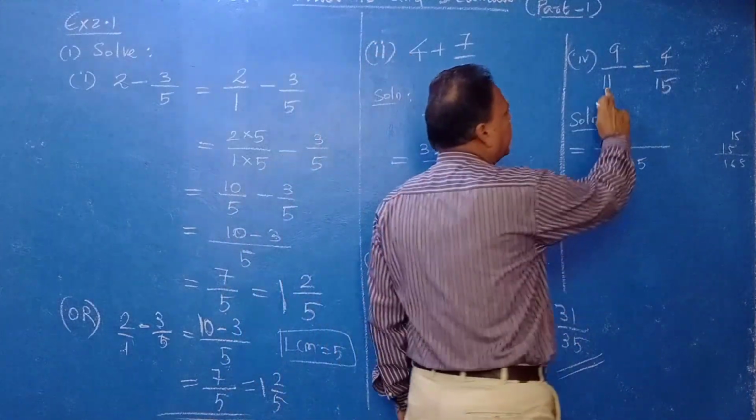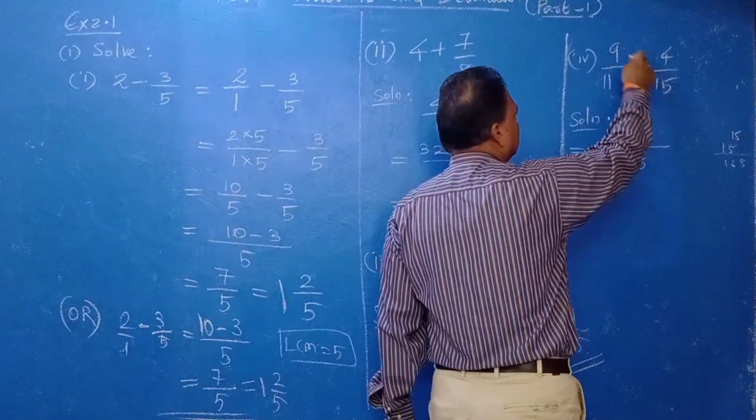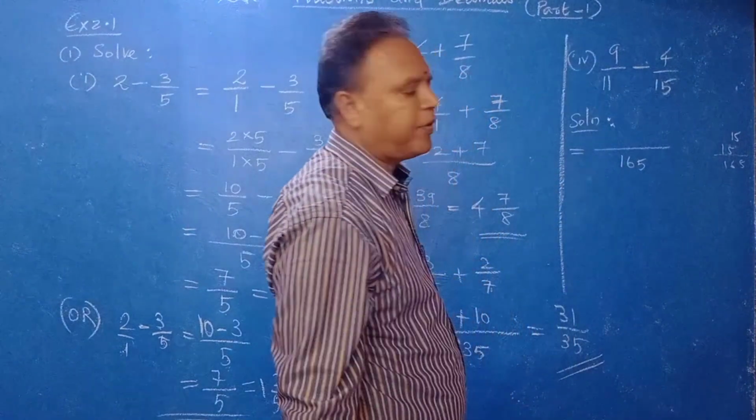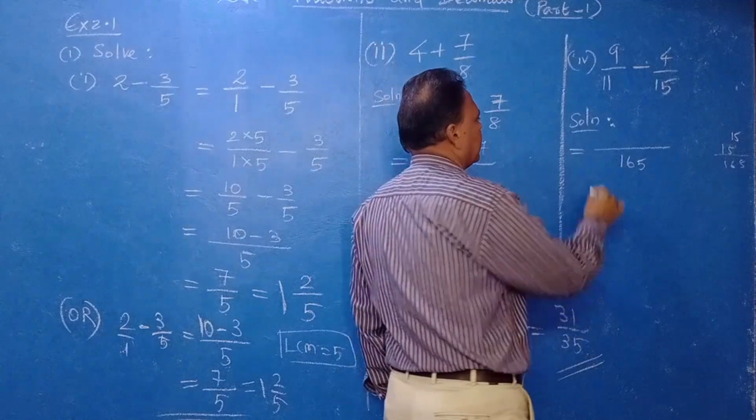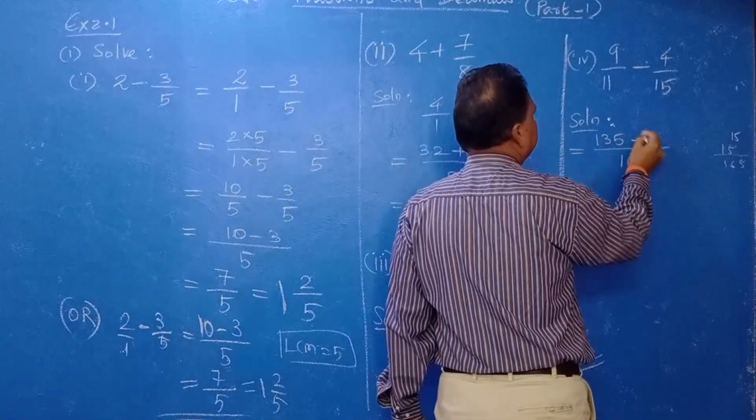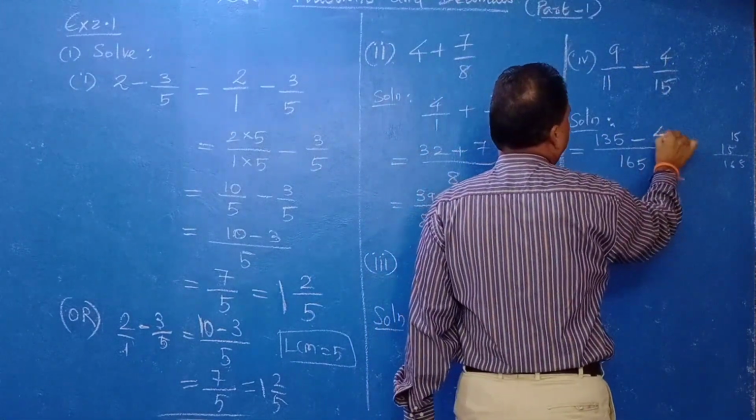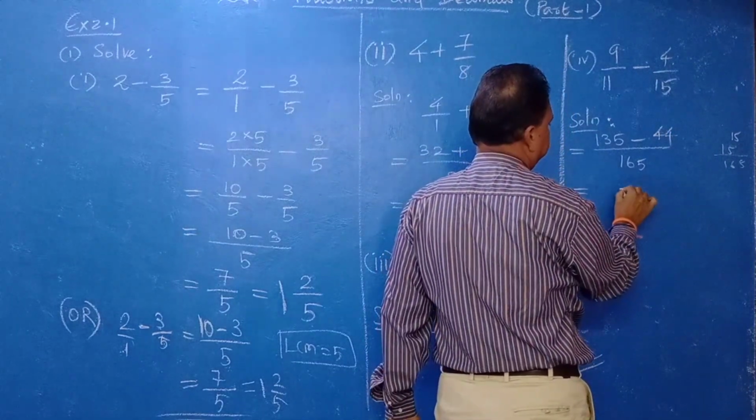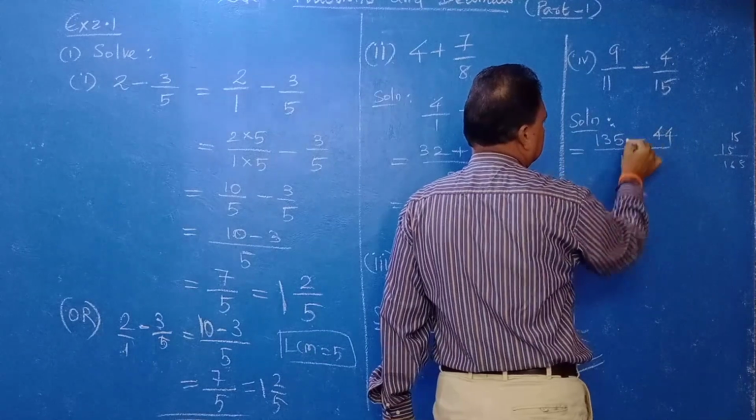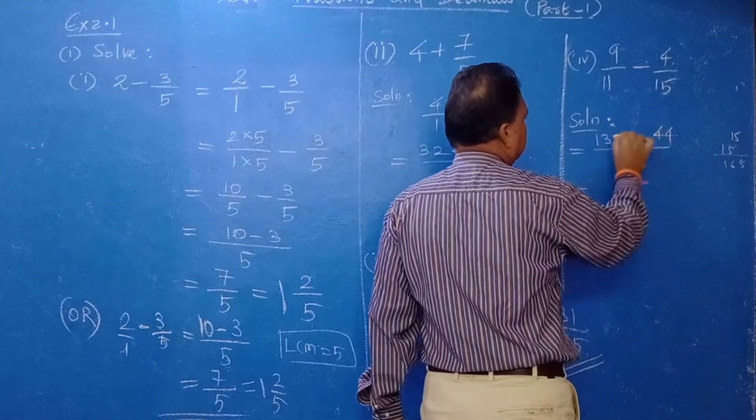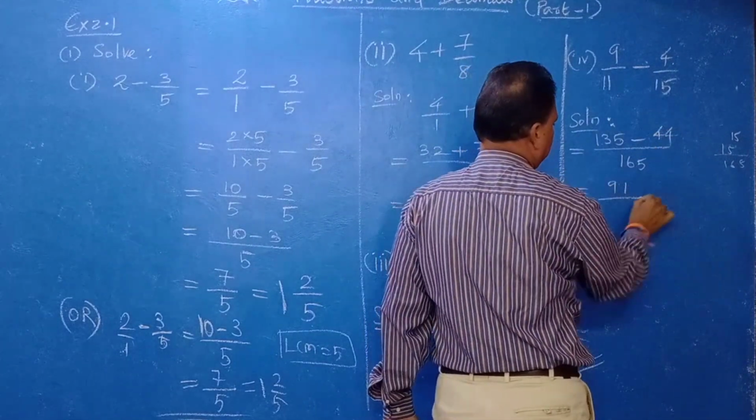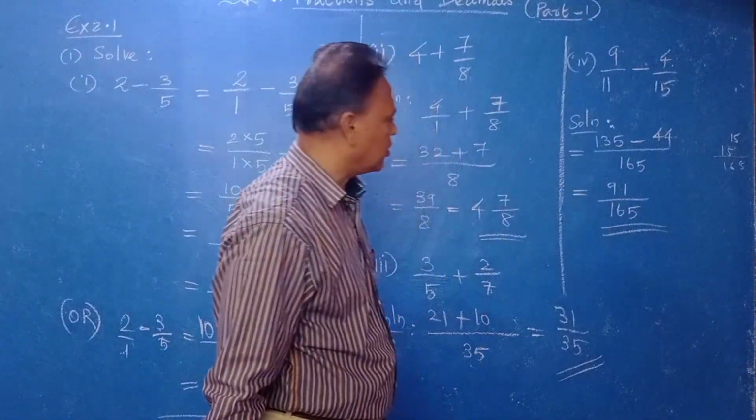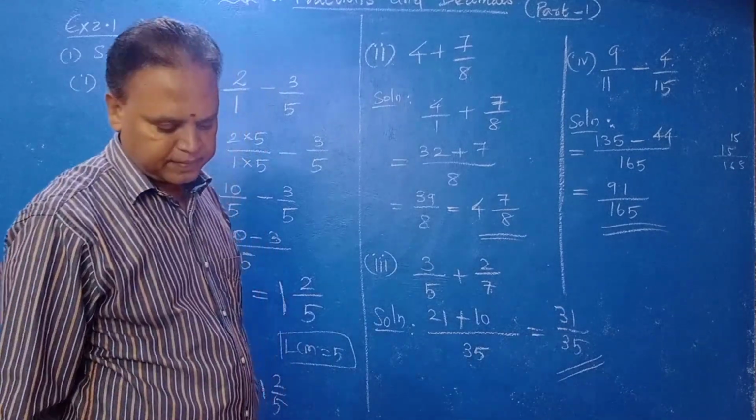Now when you multiply the denominator, you cross multiply. 15 into 9, 135. Minus 11 into 4, 44. Now subtract. 135 minus 44 gives 91. So 91 by 165. It is also a proper fraction. Clear?